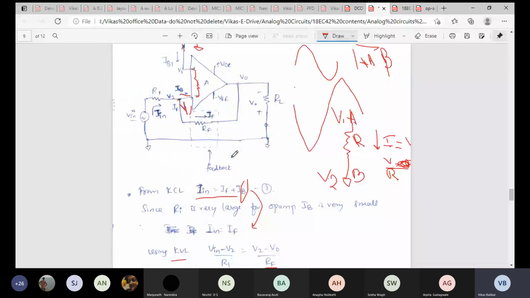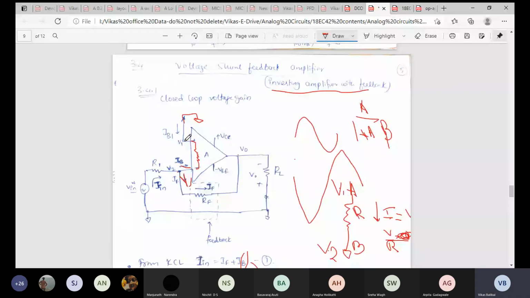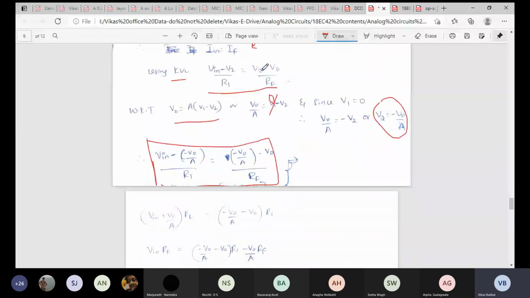Instead of that, from the concept of virtual ground, if one of the terminals is connected at one particular voltage, let's say here V1, the terminal where you are not given the input, and V1 is connected to ground, then the similar point, that is V2, will also be at ground. This is the basic concept of virtual ground. So applying this concept, since V1 is 0, V2 will also be 0. If I do that, what am I going to get? Look here. V2 is 0.